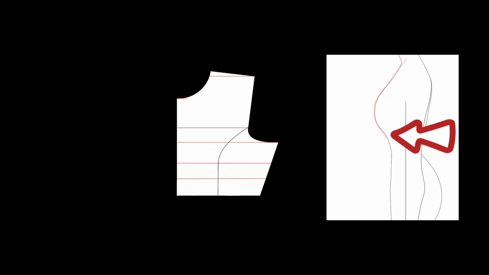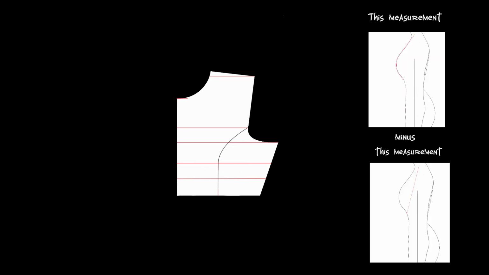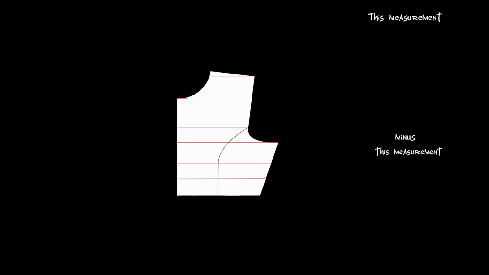Now we are going to do a little calculation. For this calculation, we will need two measurements. The first one is from the highest point of the shoulder to under the bust. You take this measurement over the bust, and then you take from the highest point of the shoulder to under the bust, but this time beside the bust. Now subtract both measurements. What did you get? Whatever you got is what we are going to measure from the armhole line up and then mark. From that point, join with a curve to the bust line.